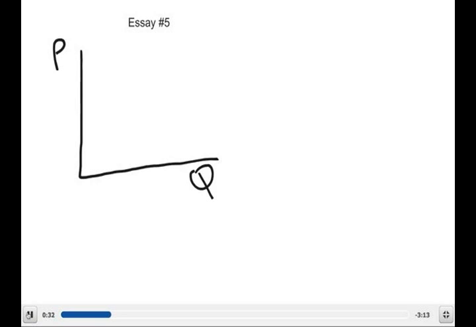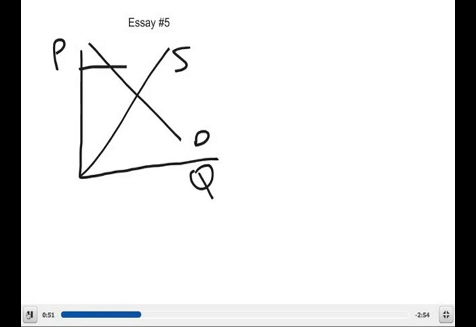And we have price and quantity. And then there is going to be an increase in the wage rate, which would mean that, would it be a price ceiling or a price floor if it's a minimum wage increase? Well, you'd be right if you said it'd be a price floor. So that would be located above the equilibrium. So there's our price floor.